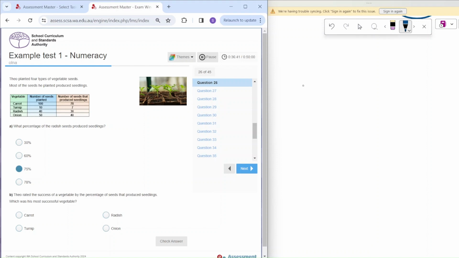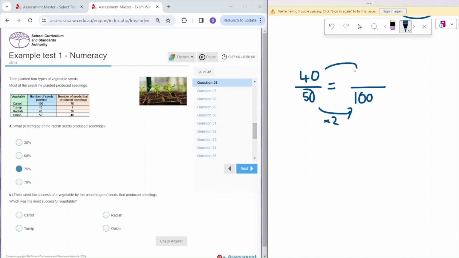So I'm going to start with onions. Onions, 40 produce seedlings out of the 50 planted. I can use that strategy where I make the bottom number 100 to find this one. How do I get 50 to 100? Nice easy one. You times it by 2. The law of equation, times by 2. 40 times 2 is 80. 80%.